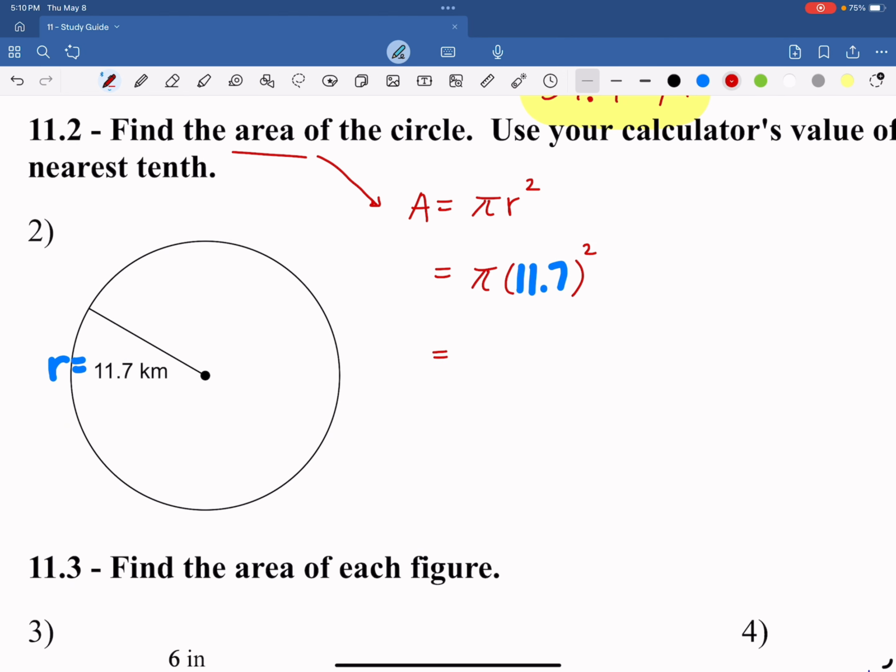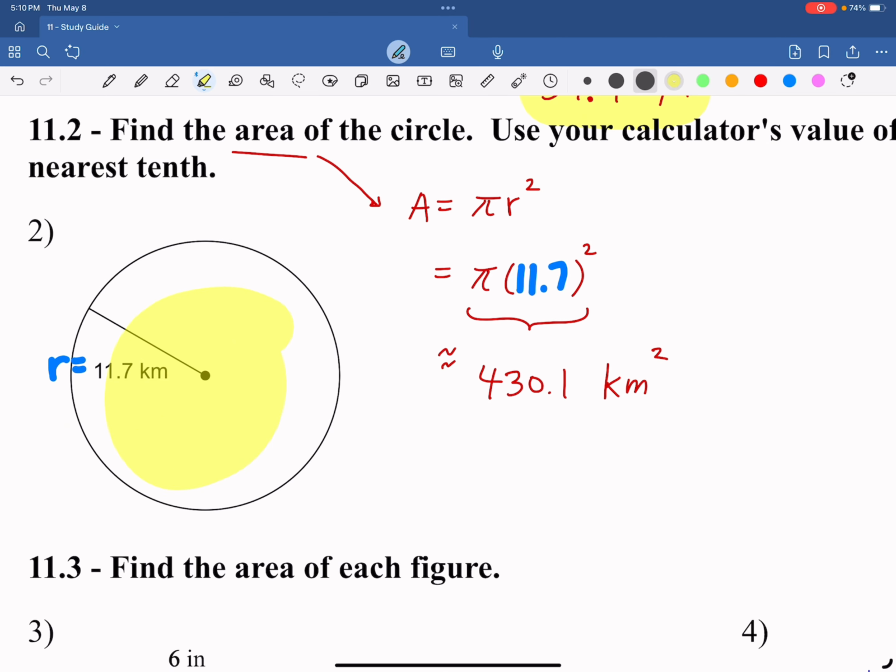Well, 11.7 squared on your calculator, you can calculate that. And whatever number you end up getting, you can just write it here, times pi. But I'm just going to skip the step. In fact, I'm just going to write the approximately sign, go straight to decimal. If you plug that whole thing into a calculator, you should end up getting 430.1 kilometers squared. Why is it squared?